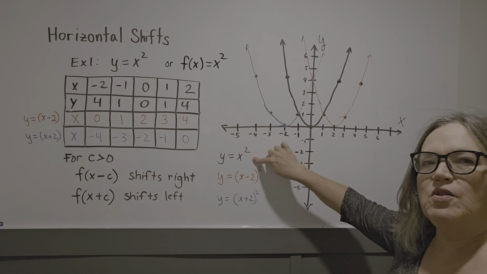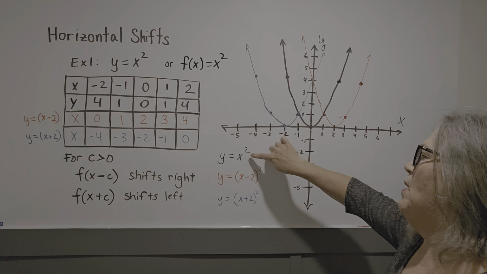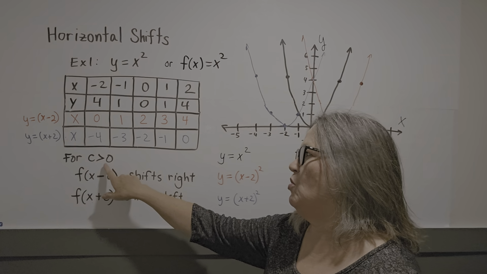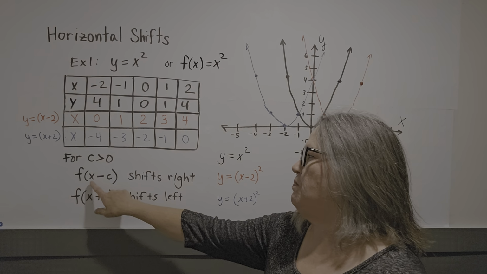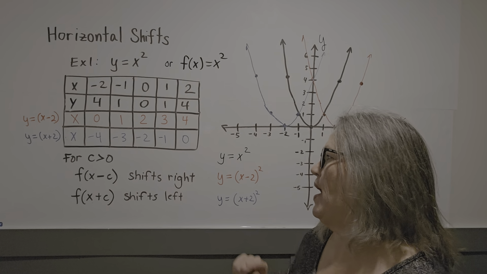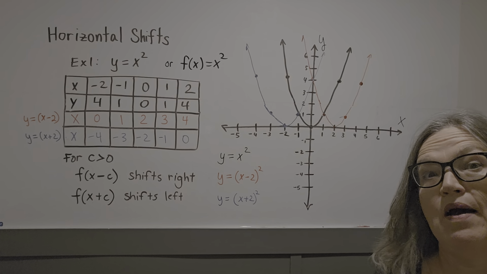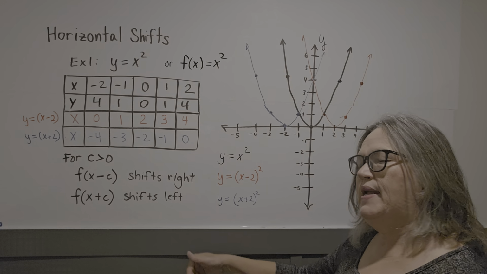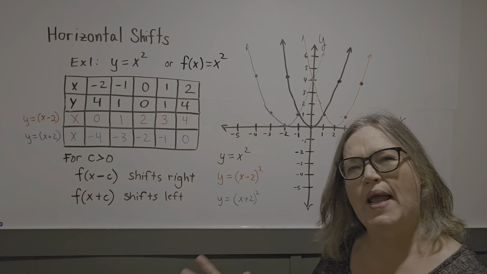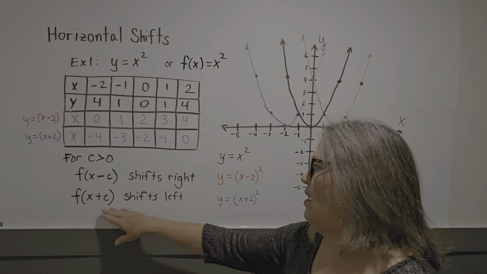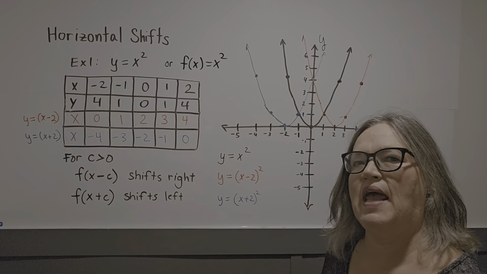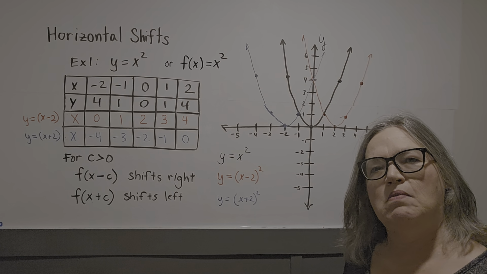This is our regular main function, and we're going to shift this horizontally. So if we have a constant c greater than 0, if we subtract c from x inside the function, it's going to shift to the right. And that's kind of counterintuitive because the right is in the positive direction and we're subtracting. So why is that? Same here with to the left. You're adding c to the x values to get a leftward shift, and that might be a little confusing.